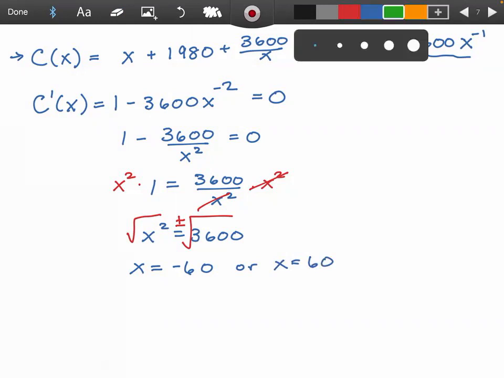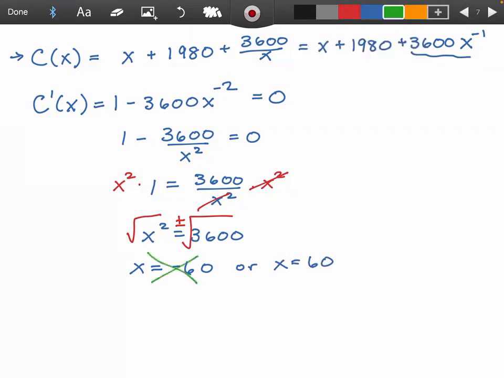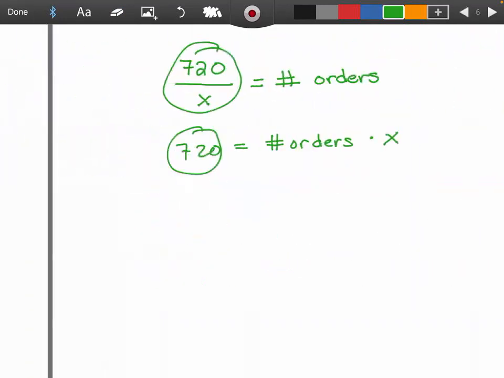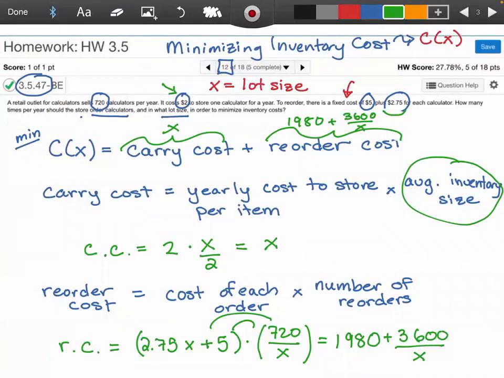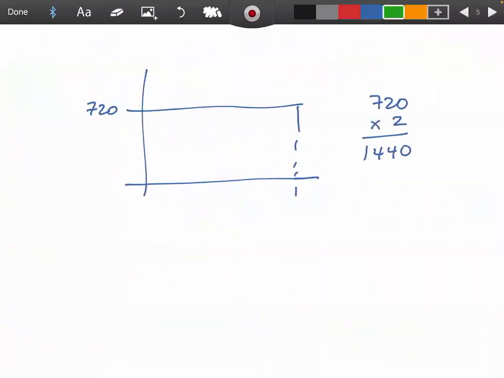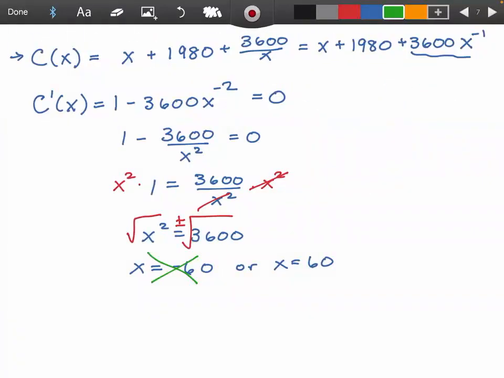Obviously, negative 60 is not allowed. I didn't write the domain here, but clearly x, remember, x was the lot size. Obviously, you can't have a negative lot size. Lot sizes need to be at least 0. In fact, it definitely has to be greater than 0 because we're ordering stuff. So the negative value is not legitimate. So that's our lot size. So we're going to order our calculators in batches of 60.